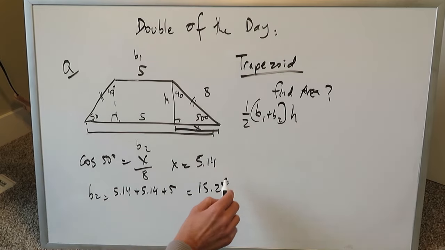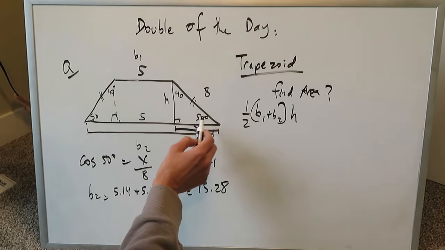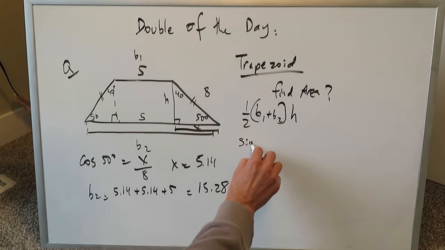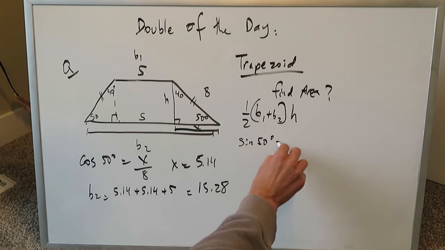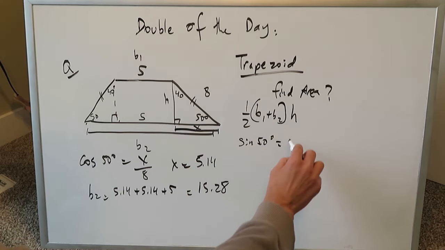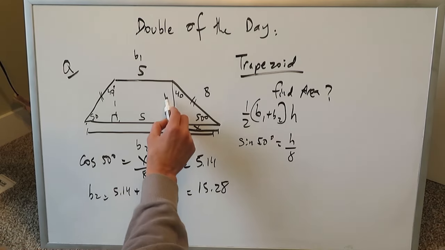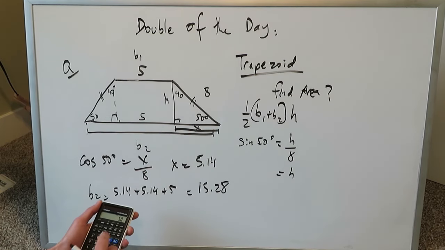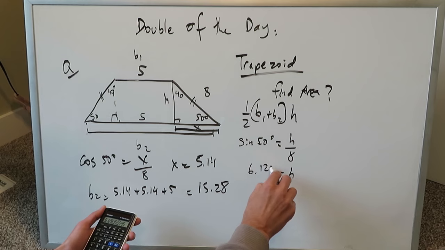We can use trigonometry again for that. We can use any of these angles, 50 and 40. Let's just use 50 again. Sine 50 degrees is equal to this right here, h, height over 8, because it's always equal to opposite over hypotenuse, and h is equal to, you just run that through, we get 6.128.